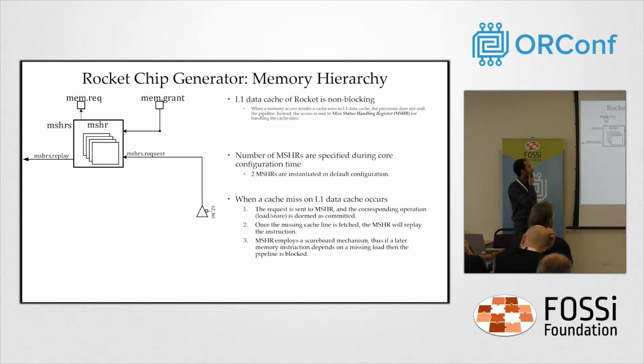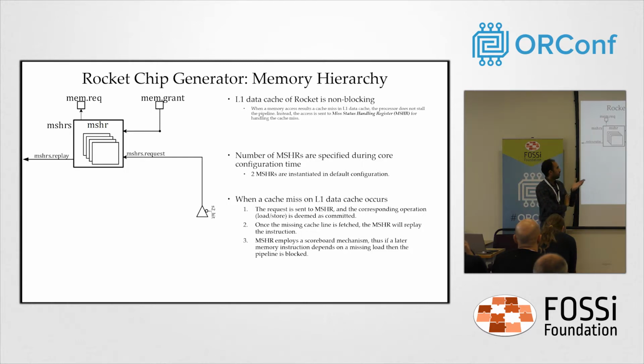But in the case of this non-blocking cache architecture, the cache relays the request to the MSHR subsystem, and then just continues issuing the next instructions. So when the operation completes, the MSHR issues a replay message to the processor itself, and then basically the changes are reflected on the pipeline.